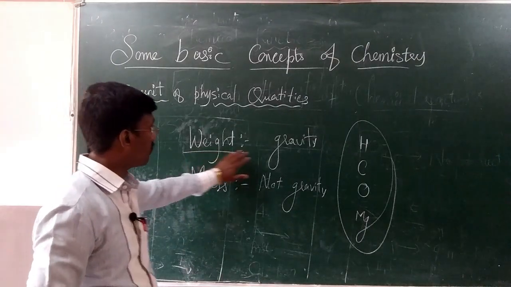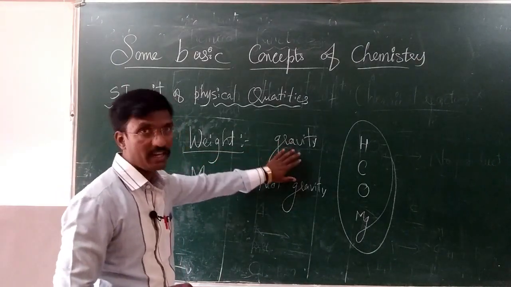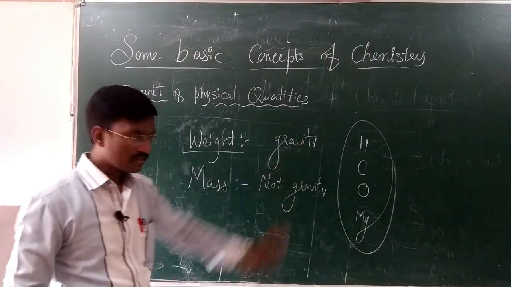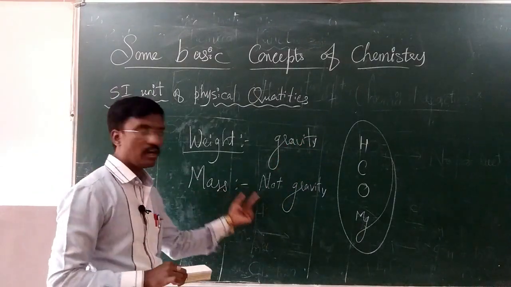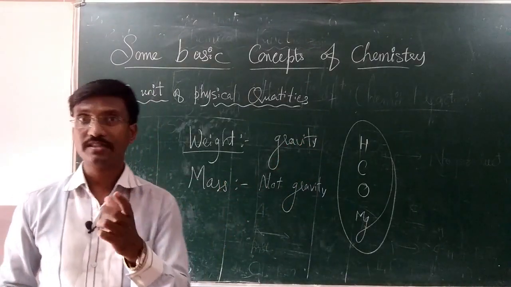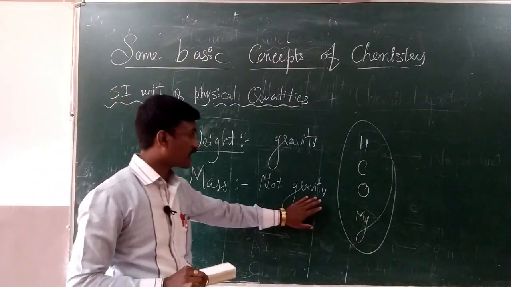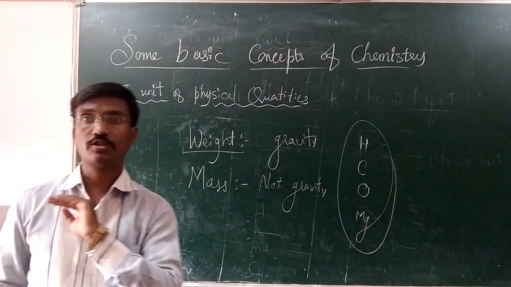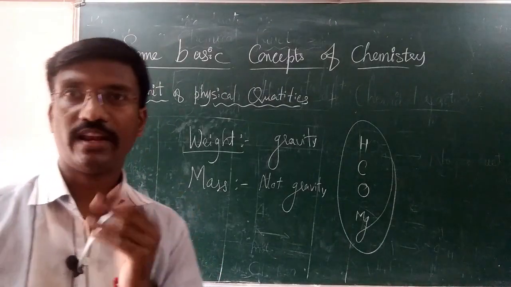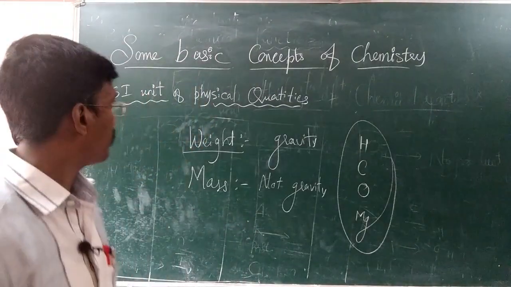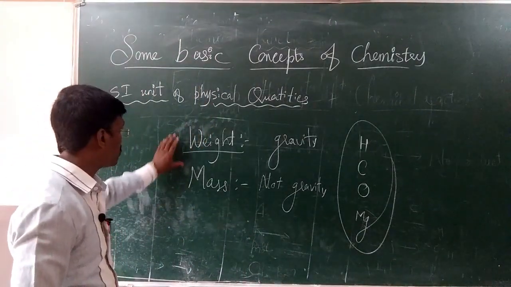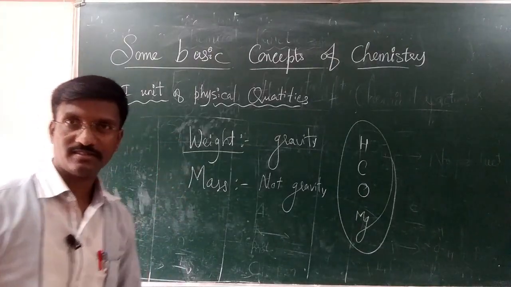Weight is a force exerted by gravity, and it is variable and depends on the gravity. Mass is the actual amount of the substance, it does not depend on gravity, and it is constant throughout the universe. Mass is not variable, whereas weight is variable. I hope from now onwards you can differentiate between weight and mass. Is it okay?